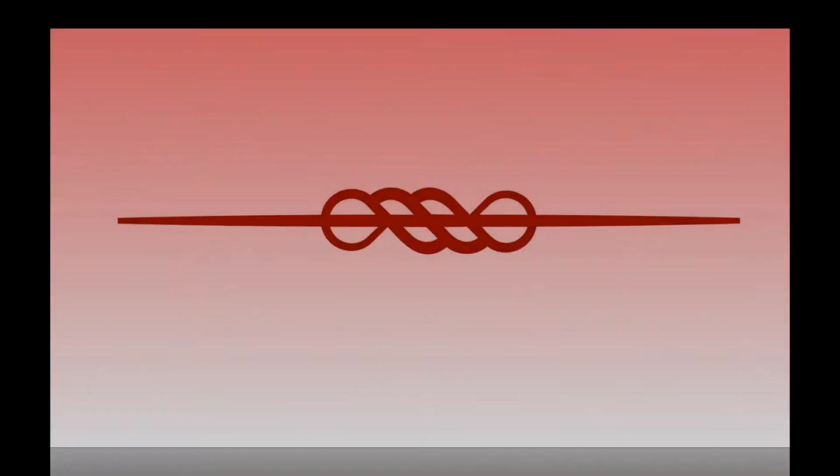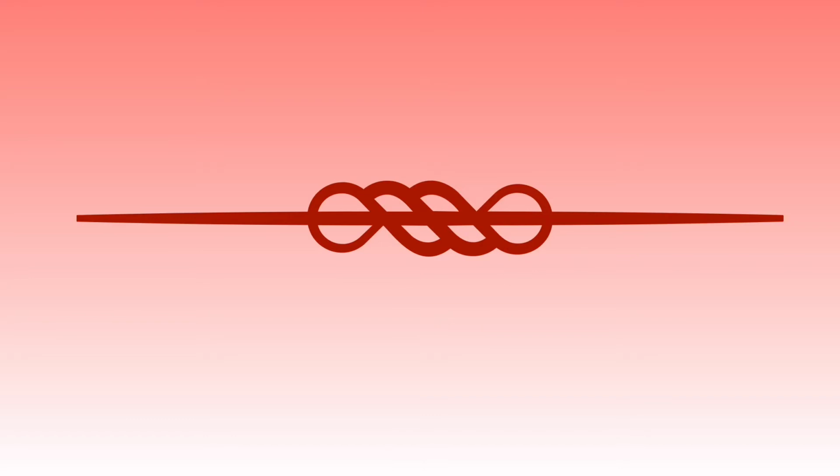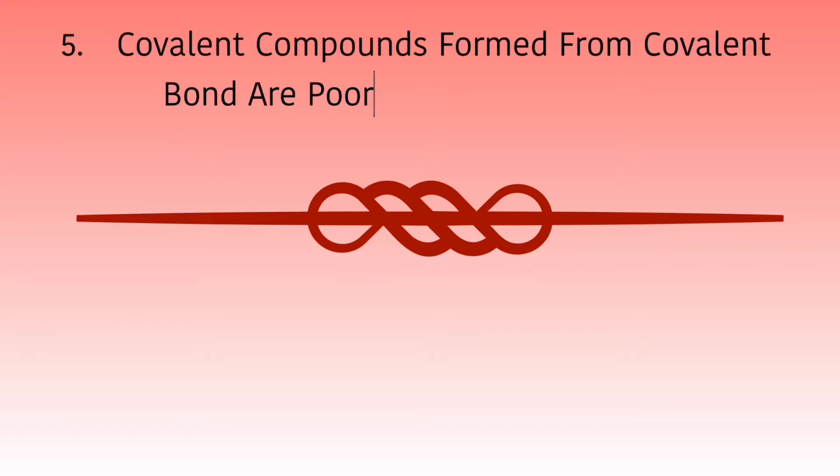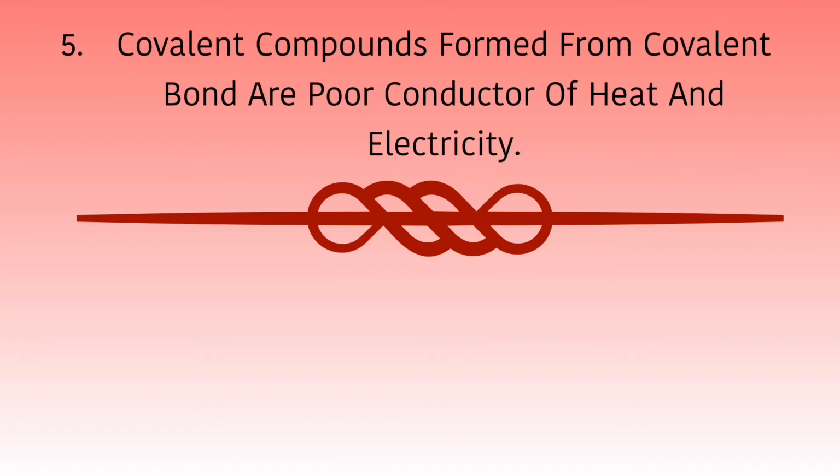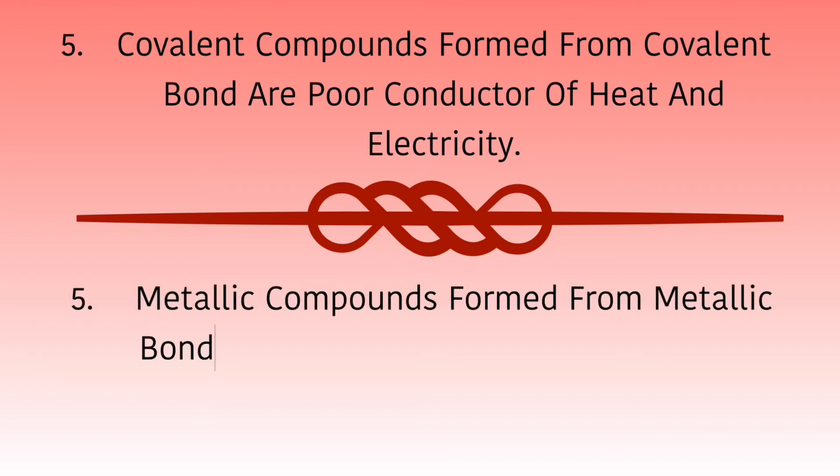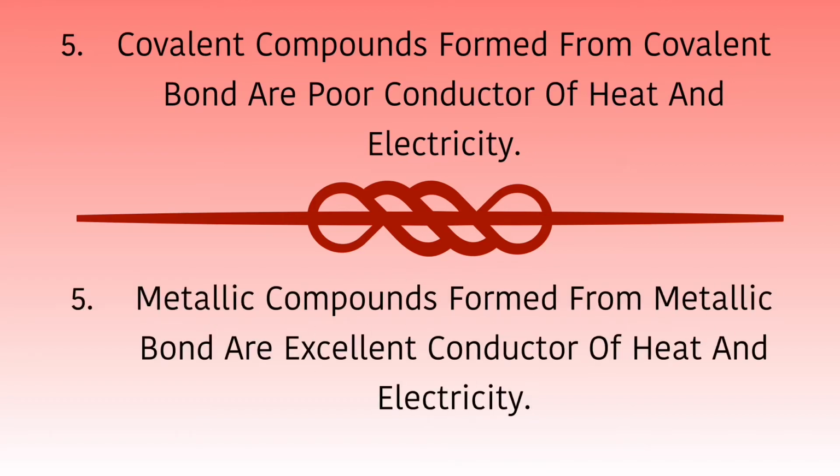Now let us consider the fifth difference between the covalent bond and the metallic bond. Covalent compound formed from covalent bonds is a poor conductor of heat and electricity, while the metallic compound formed from metallic bonds is an excellent conductor of heat and electricity.